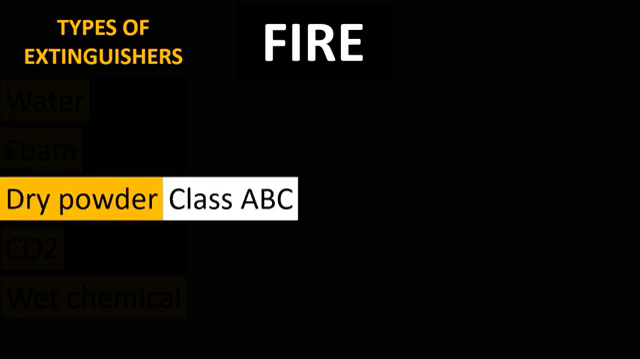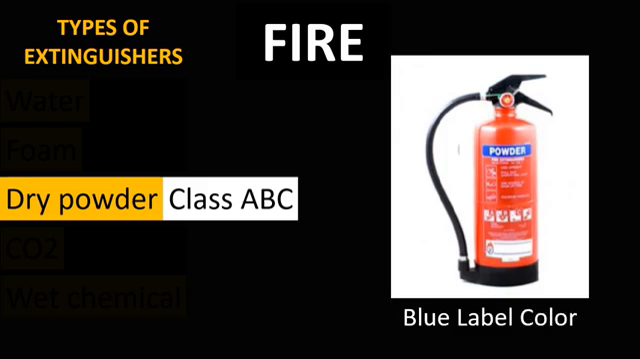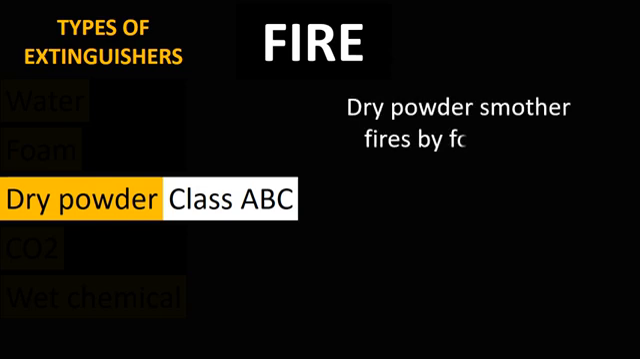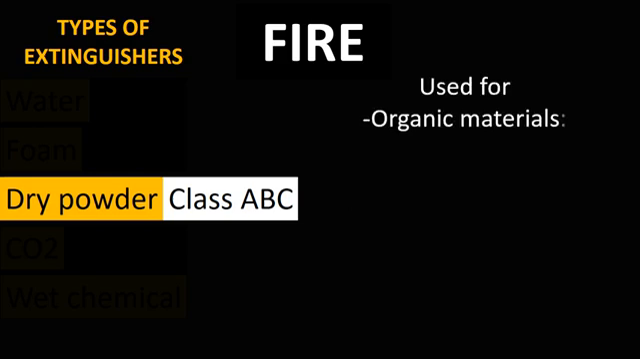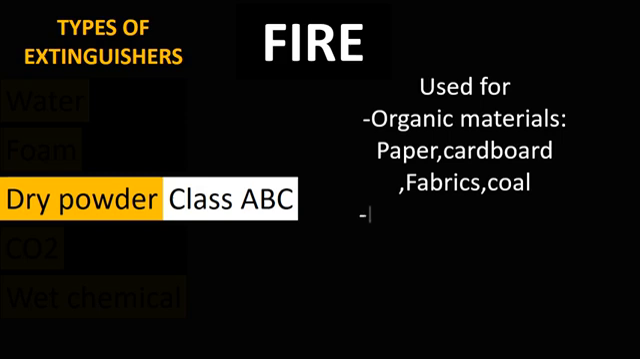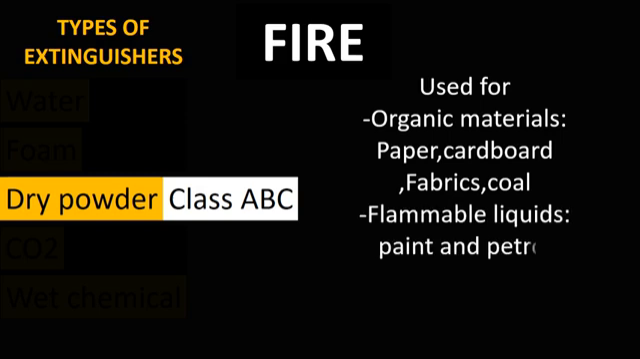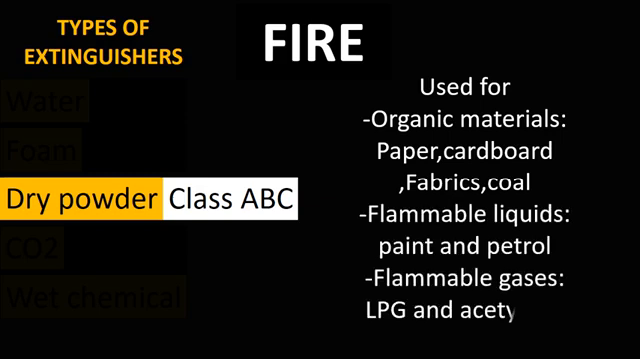Third type of fire extinguisher agent is dry powder. Dry powder type fire extinguishers can be used in Class A, Class B, or Class C fires, and they have a blue label color. Dry powder smothers fires by forming a barrier between the fuel and the source. Dry powder fire extinguishers are used for organic materials such as paper, cardboard, fabrics, coal, flammable liquids such as paint and petrol, and flammable gases, LPG and acetylene.